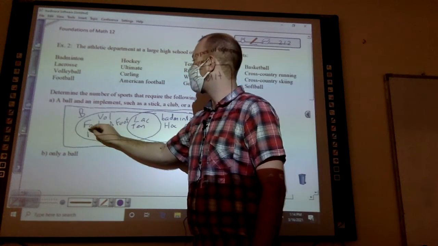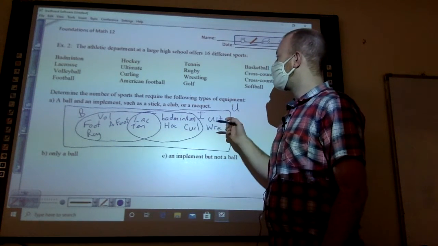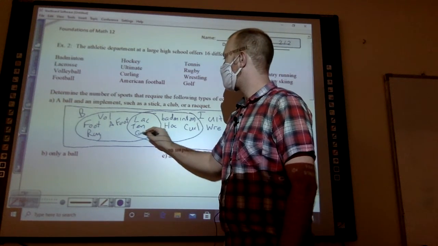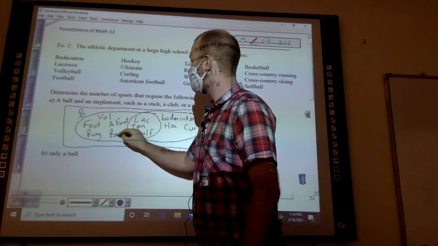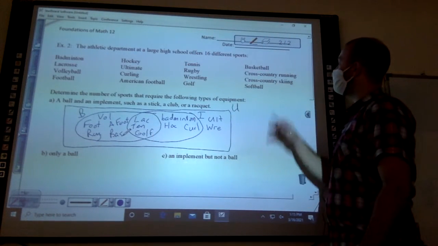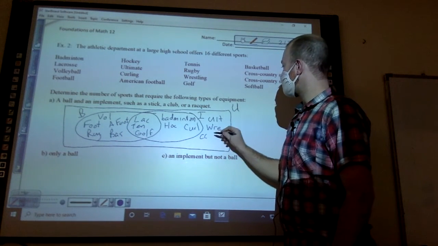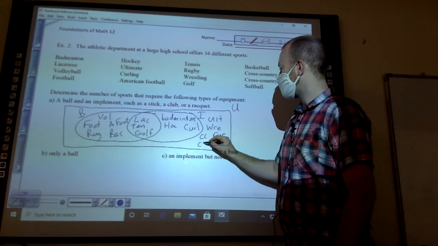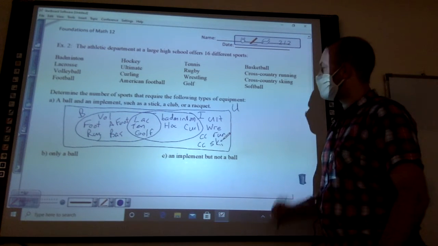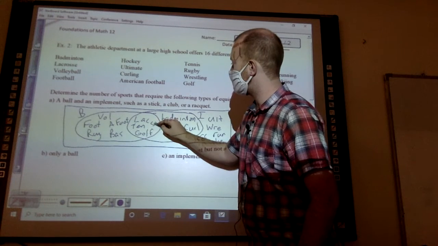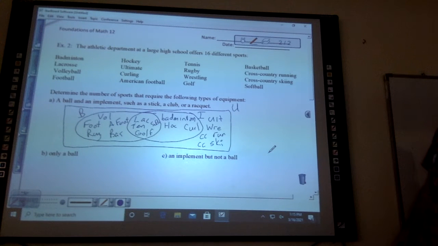Rugby has a ball. Wrestling has neither. Golf has both. Basketball has a ball. Cross country, both of these running and skiing, neither, so cross country running, cross country skiing, and softball, both. I'll put SB for softball. It's kind of like baseball, but with a ball, it's not soft.